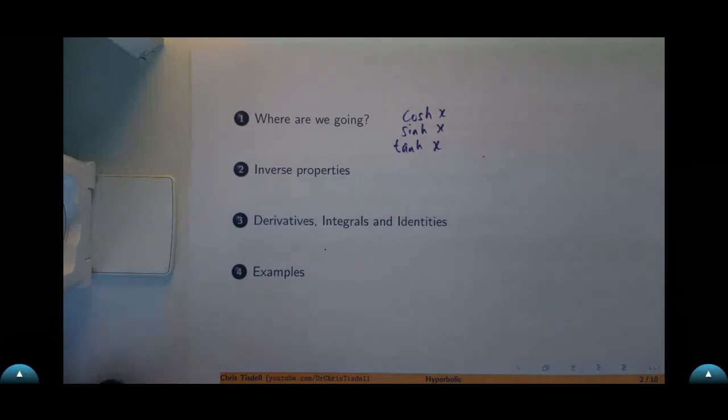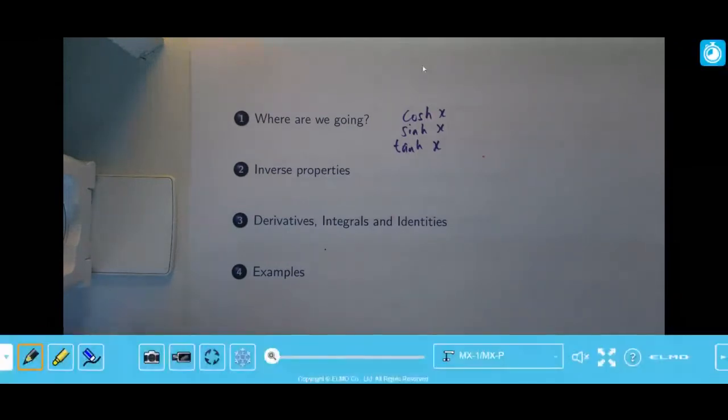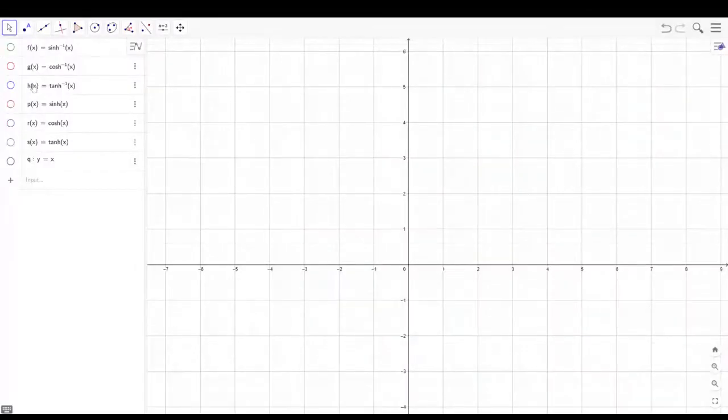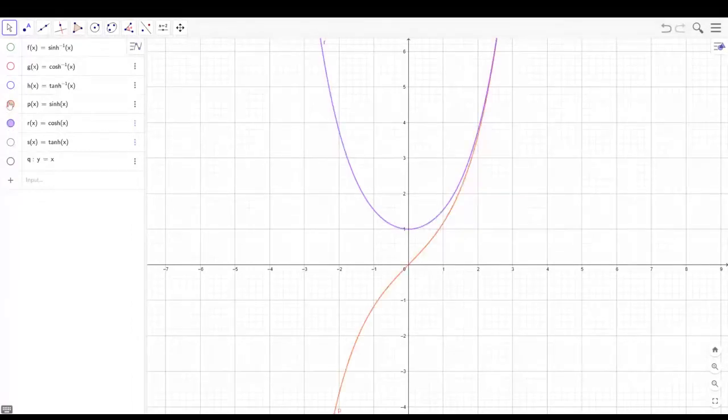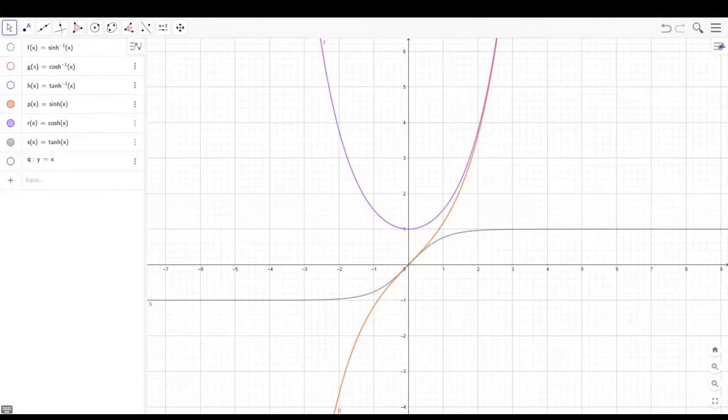Before we do that, let me go to GeoGebra and we can have a look at what we're going to see today. Okay, so let me just share my GeoGebra window. Just to refresh everybody's memory, this was cosh, this was sinh, and this was tanh. And they're all defined in terms of exponential functions.